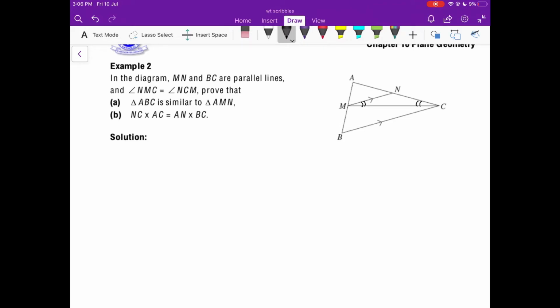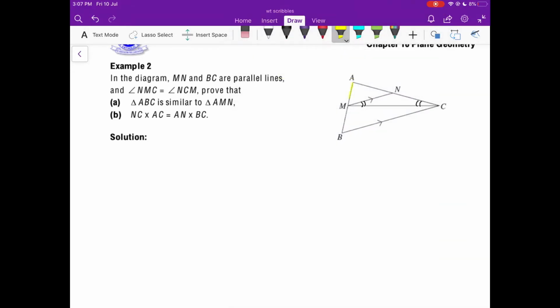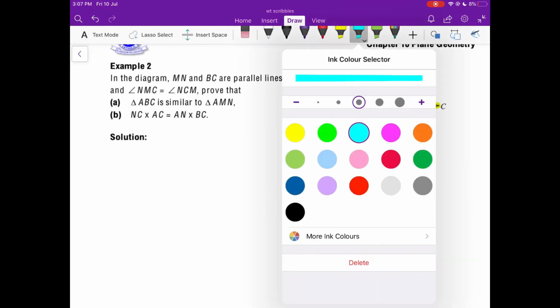So we can say that triangle MNC is an isosceles triangle. They ask us to prove that the big triangle ABC is similar to triangle AMN. So how do we do it? Let us take a look. They ask us for this triangle and this triangle.